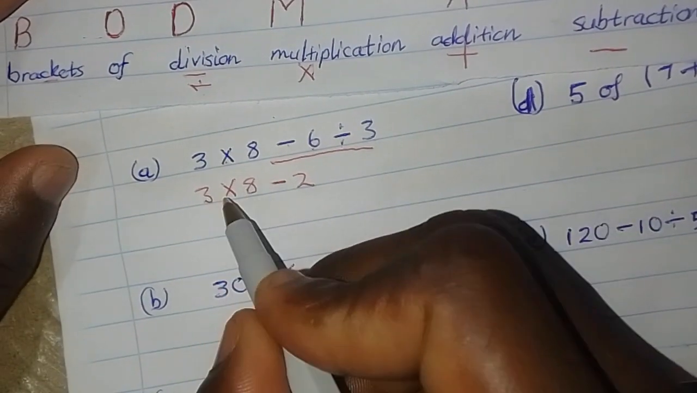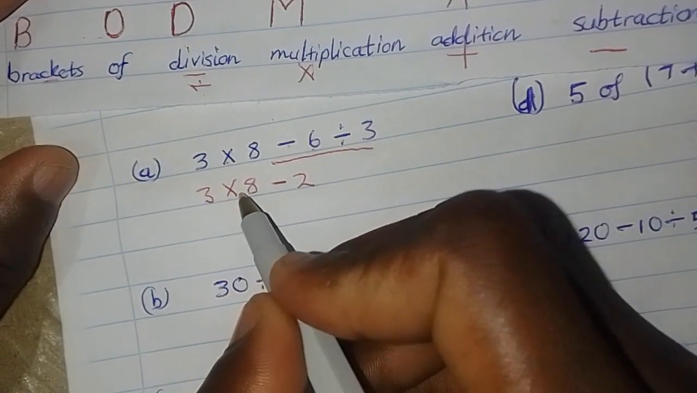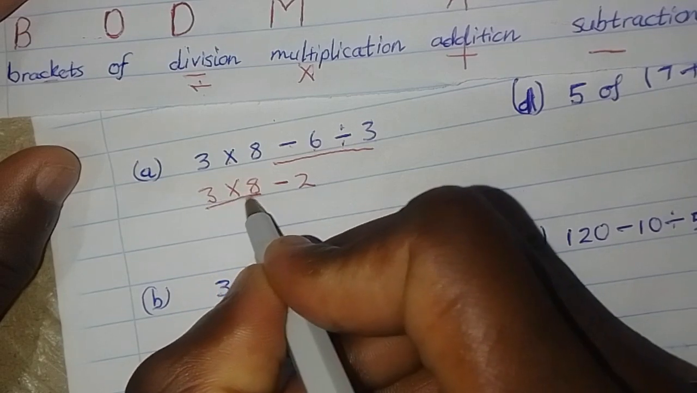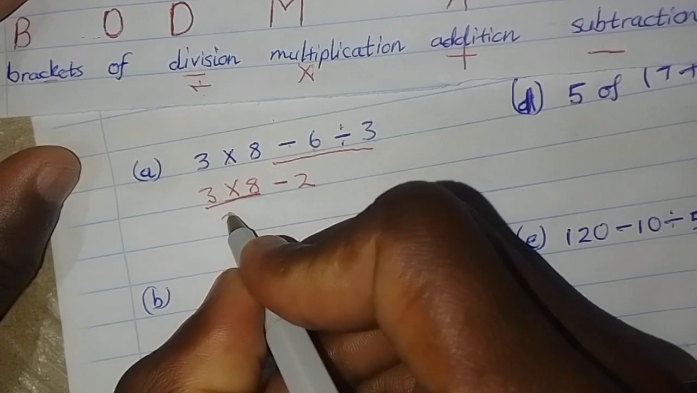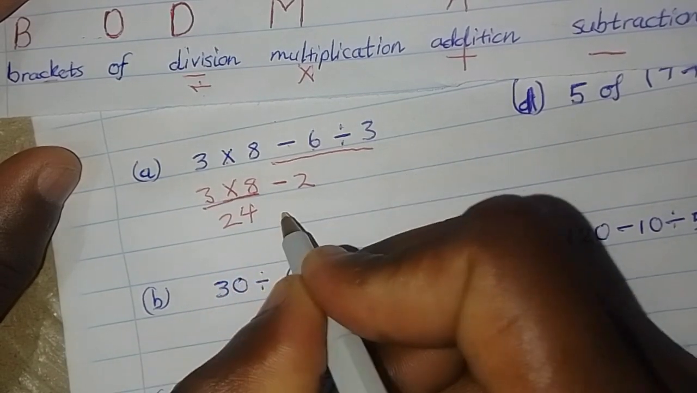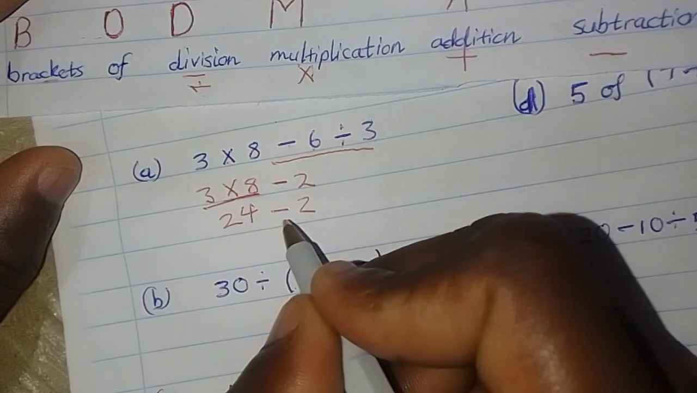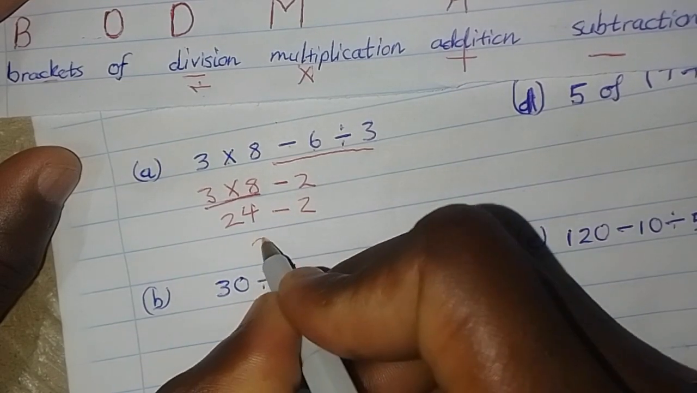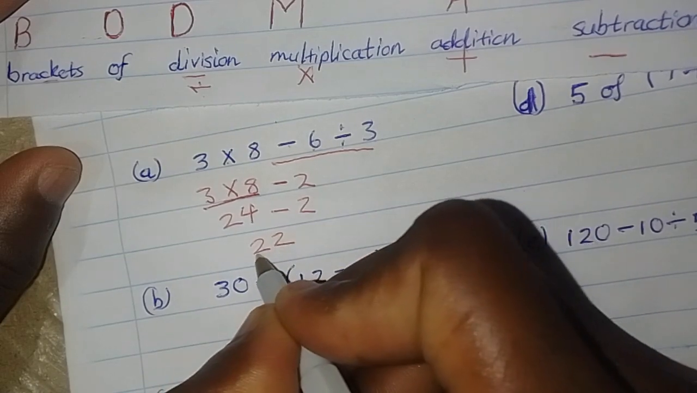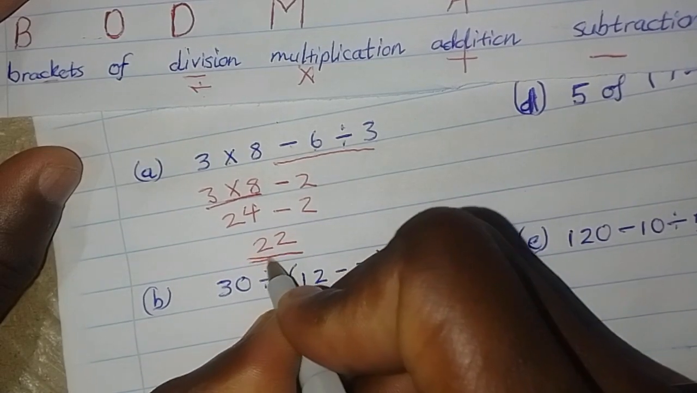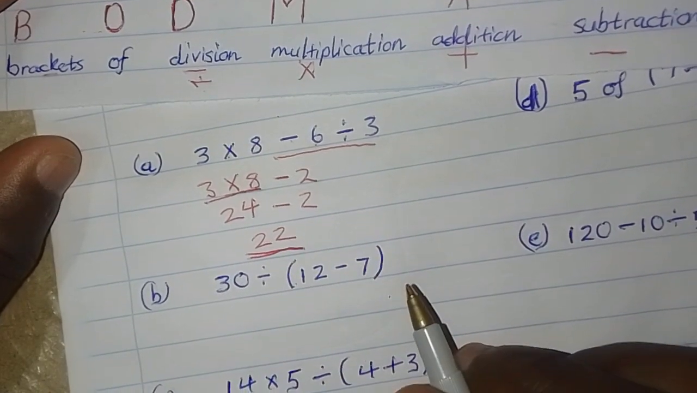So let's multiply here, guys. 3 times 8. We are now dealing with this part. 3 times 8, that's 24. Then let's maintain this part, minus 2. 24 minus 2, that's 22. That's very simple. So our final answer here is 22.